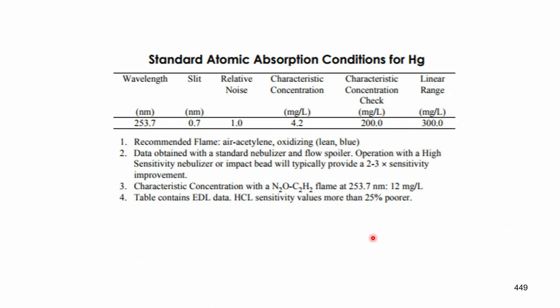So, mercury, usually hydride generation, but if you want to do it by air acetylene, characteristic concentration is 4.2 milligram per liter, and for 0.2 absorbance you should use 200 ppm. Okay. And they say use EDL for mercury, because the HCl sensitivity is poorer by about 25%. But nobody likes to determine mercury by flame atomic absorption, because cold vapor gives you analysis at ppb level straight away.